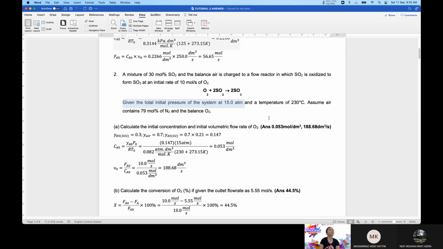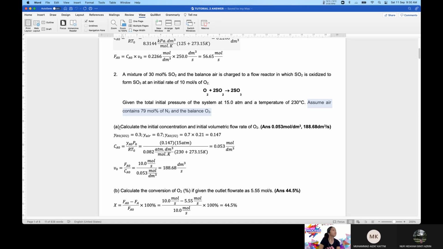And then it says assume air contains 79 mol % N2, balance O2. By right, to be more exact, there is also CO2, but CO2 is about 0.03%, very little. So in calculation we deem it negligible, but in the real thing always remember that CO2 is there, but in a very small percentage in the atmosphere. Okay. So let us go to the first question.